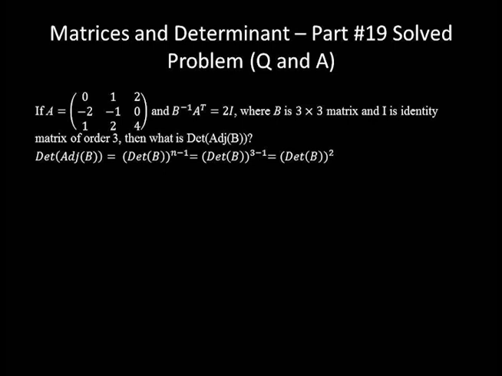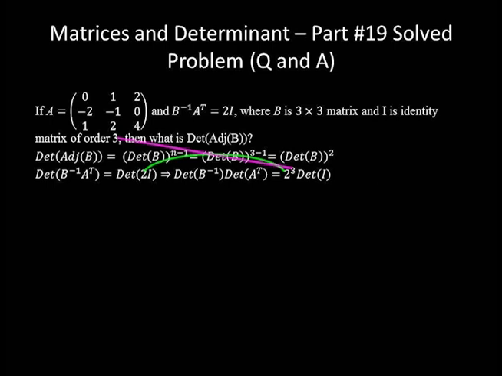To find the determinant of matrix B, let's focus on the given equation and take the determinant of both the left and the right hand side expressions, meaning determinant of B inverse times A transpose equal to determinant of twice of identity matrix. This implies determinant of B inverse times determinant of A transpose, which is equal to 2 cubed times determinant of identity matrix, where this 2 is the given constant and 3, which is in the power, is the order of identity matrix.